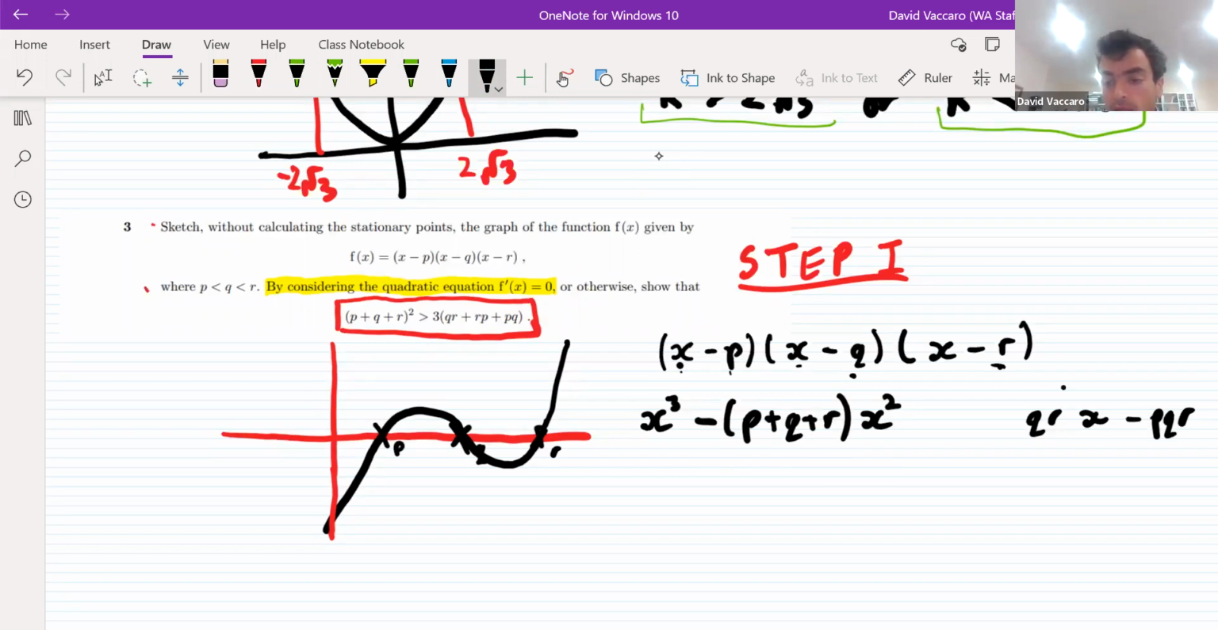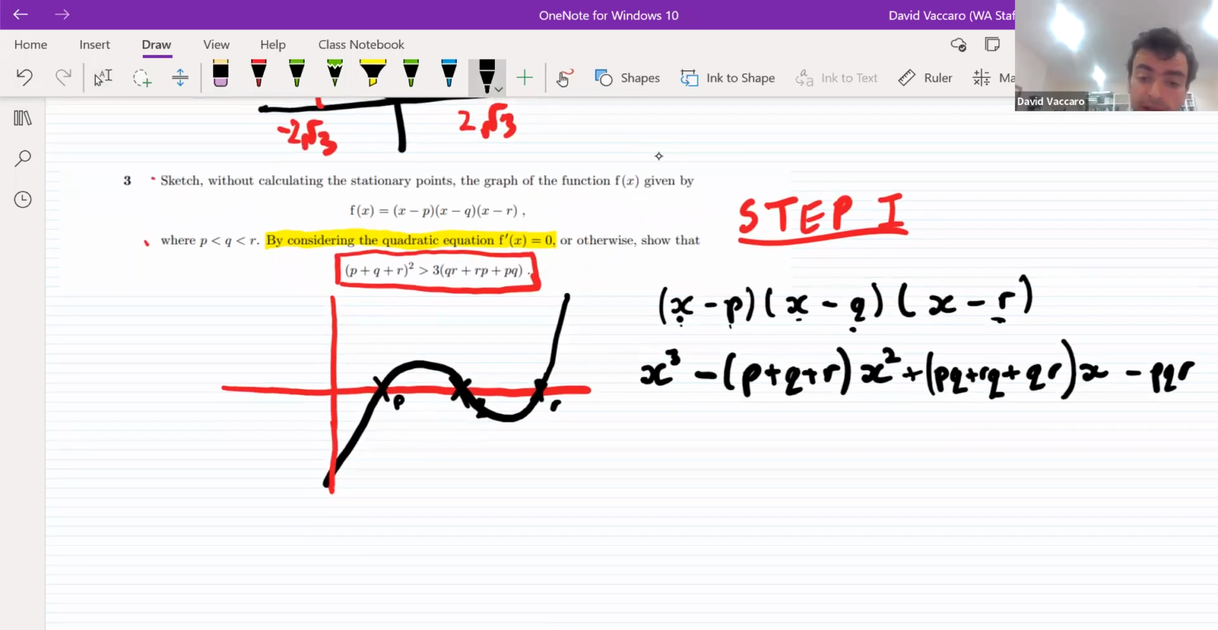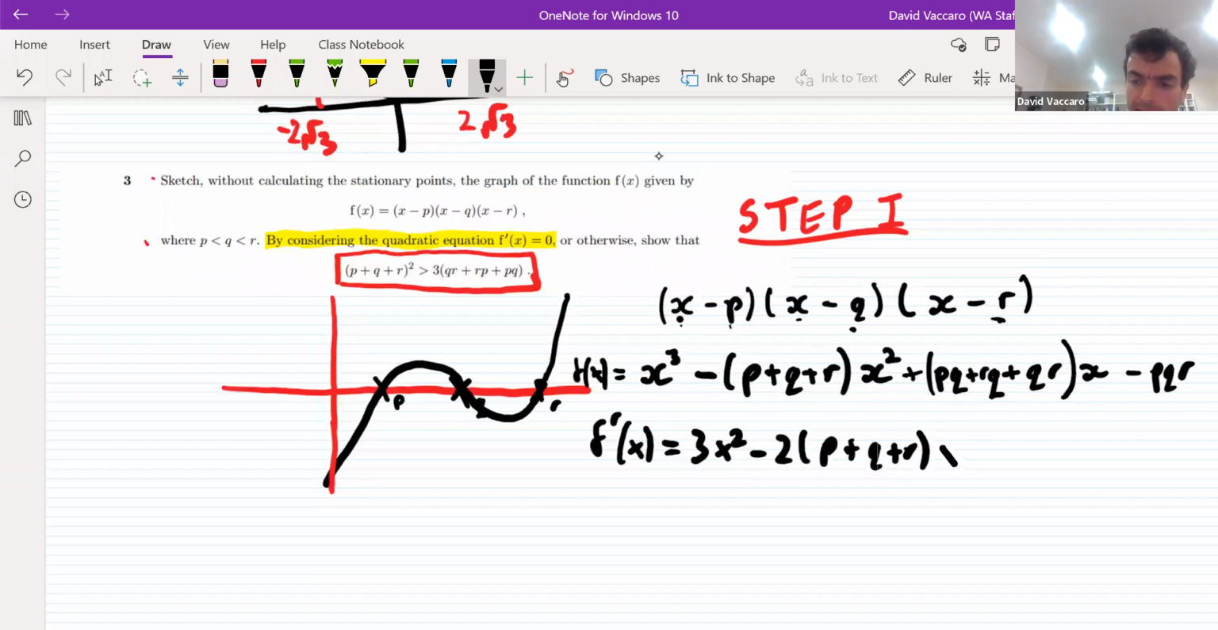And if I get a q and an r term with an x, with a plus, I must also get the other products in pairs by symmetry. So I must get a pq and an rq. And of course, I'd get the same answer if I just open the brackets. So this is f of x. It then tells me to consider f dash x, which is 3x squared, take away 2(p plus q plus r)x, and then plus pq plus rq plus qr.